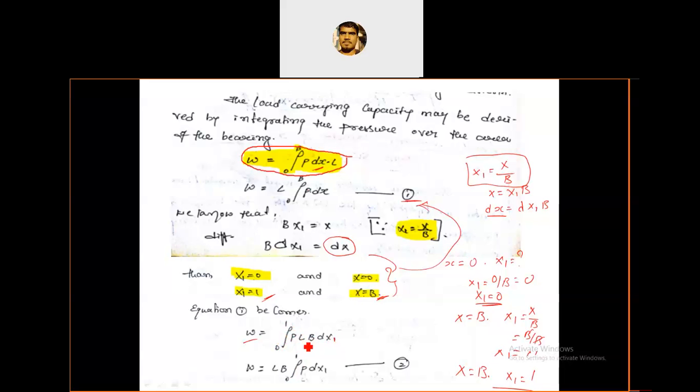Okay, so now these two are constants. Take them outside. So w is equal to l b times the integration from 0 to 1 of p into dx1. That we can call equation 2.